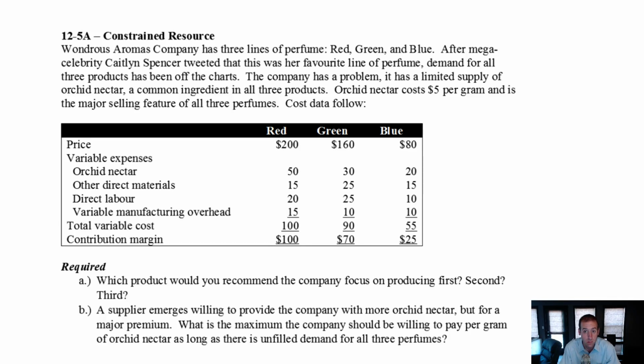Let's examine problem 12.5a, a constrained resource problem. So in this problem, we have a wonderful dilemma. And the dilemma is we have too many customers. We can't supply them all. How should we deal with the problem of having too much demand, not enough supply? There's some constrained resource that's saying we can't produce all that we want to produce.